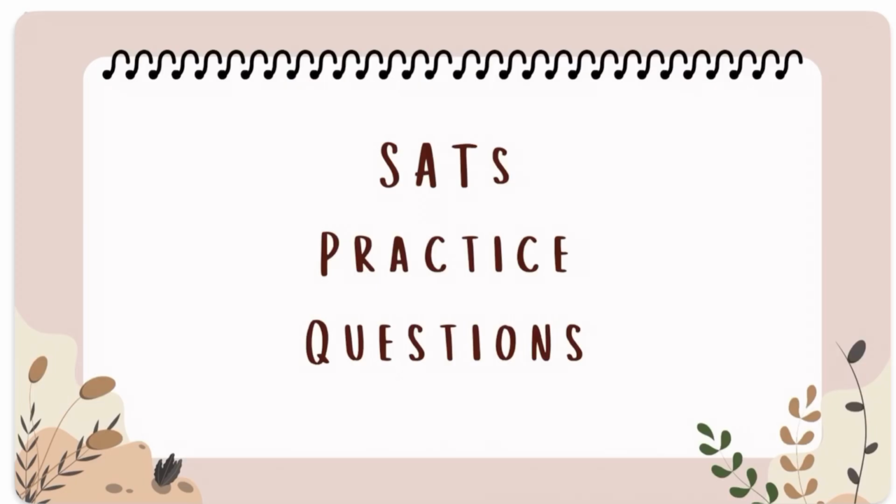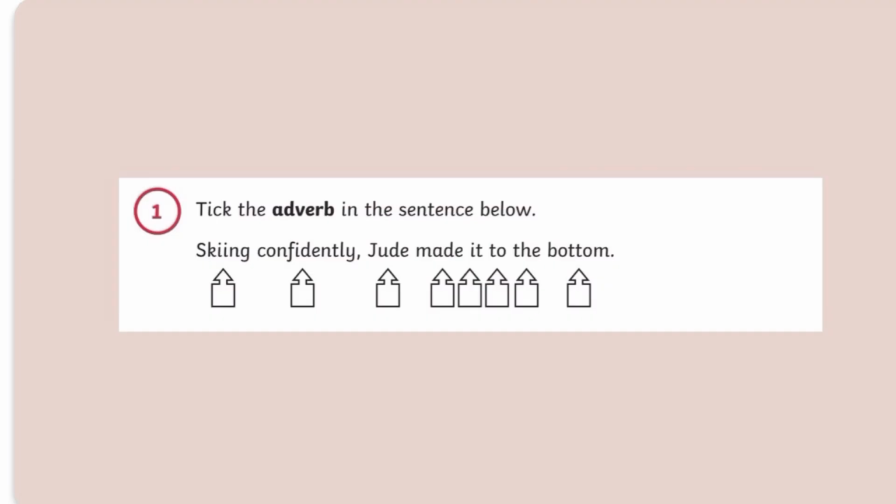Let's take a look at these SATs practice questions. These questions are taken from a Twinkle booklet that have SAT style questions to help and aid your revision. Question 1. Tick the adverb in the sentence below. Skiing confidently, Jude made it to the bottom. So we're looking for an adverb that describes how he skied. And he skied confidently. So we just need to tick that adverb.